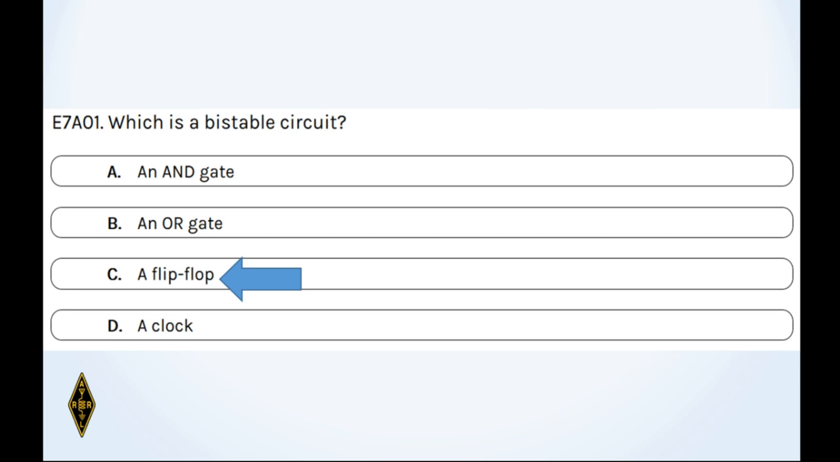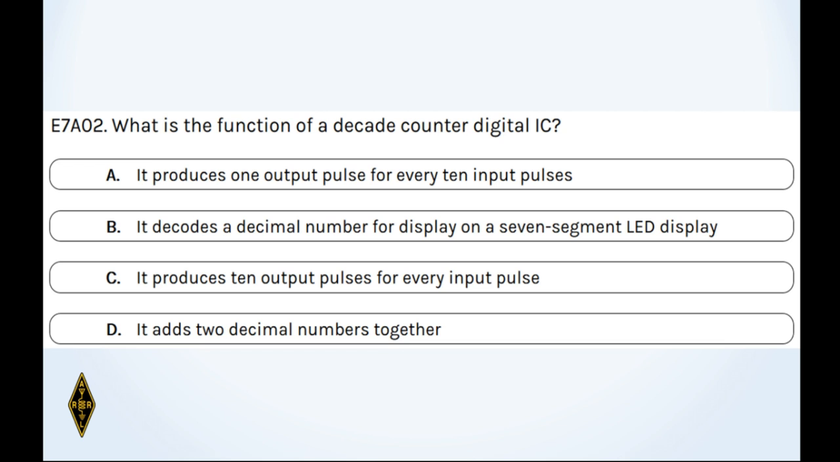And what is the function of a decade counter digital IC? It produces one output pulse for every 10 input pulses. It's counting to 10.